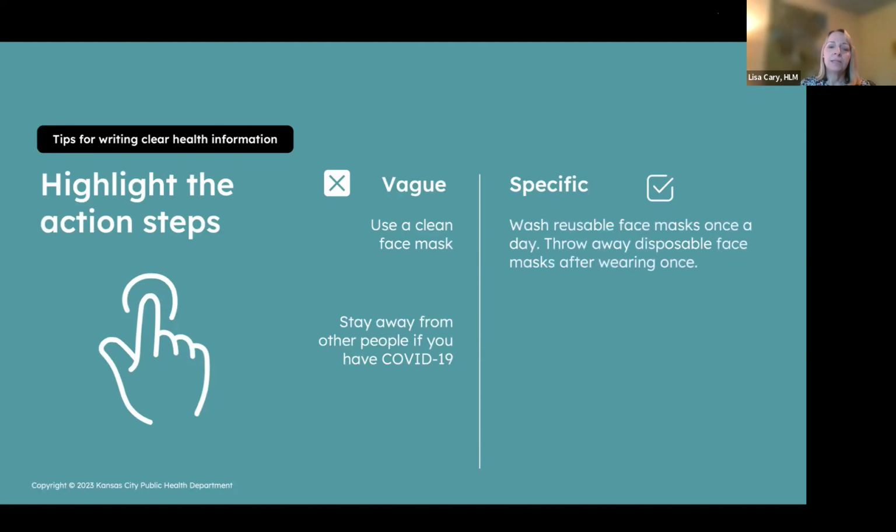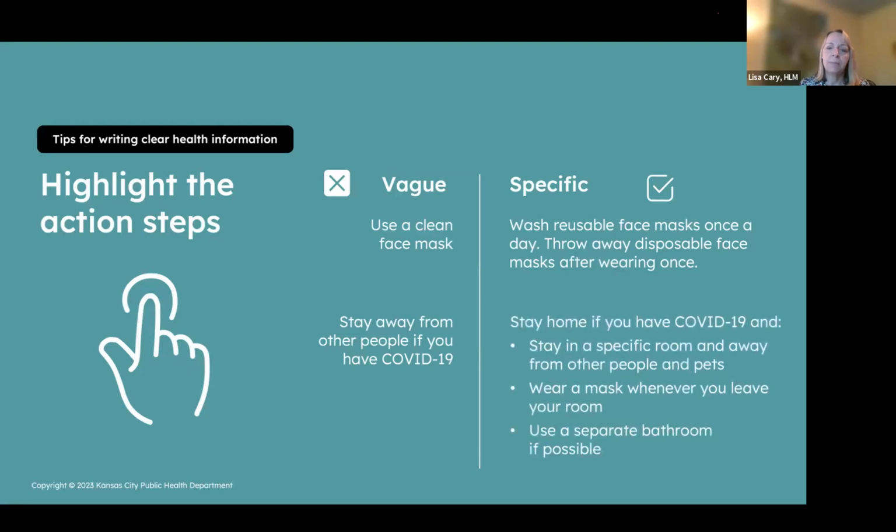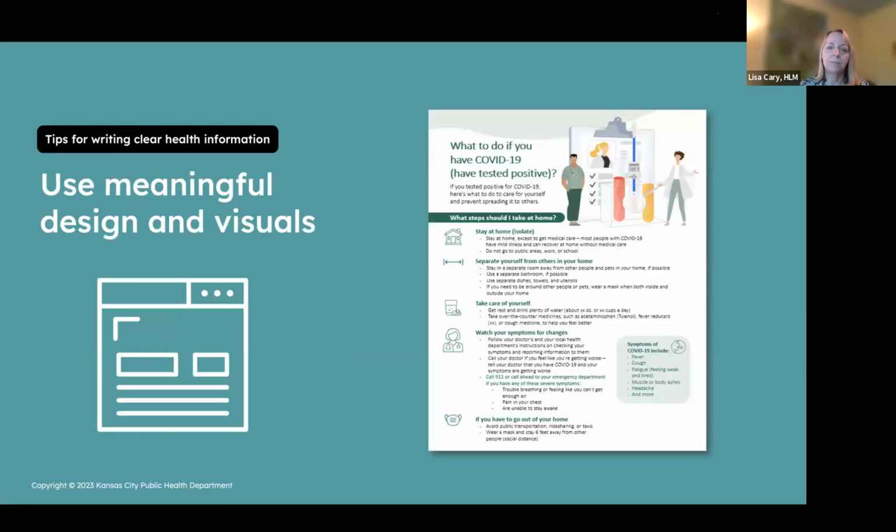The second big one is stay away from other people if you have COVID-19. Well, okay, again, that's vague, and the more specific one would be something like stay home if you have COVID, stay in a specific room away from other people and pets, wear a mask whenever you leave your room, and use a separate bathroom if possible. So again, they're much more likely to be successful with that instruction.